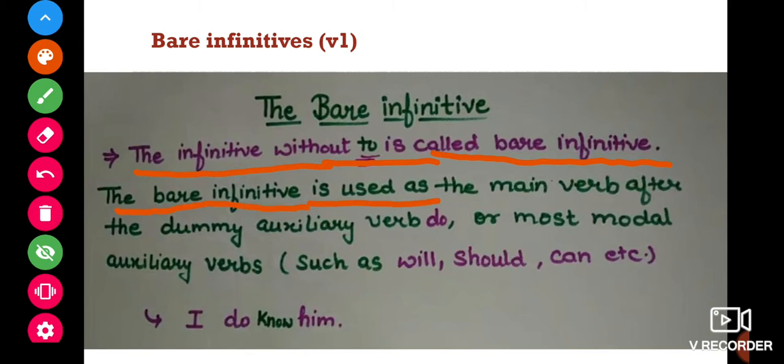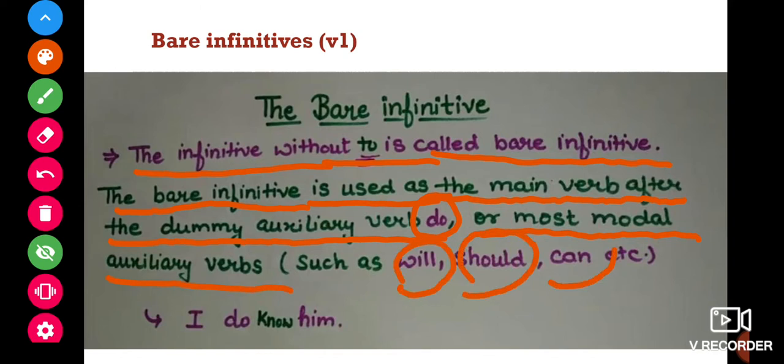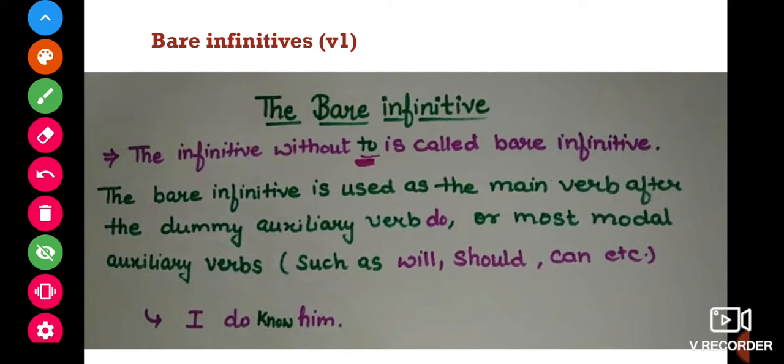The bare infinitive is used as the main verb after the dummy auxiliary verb do or most modal auxiliary verbs such as will, should, can, etc. So in the case of the bare infinitive, it acts as a main verb, but only after a dummy auxiliary verb. Again, it is not really acting as a main verb, but there is an auxiliary verb such as do or will or should or can or some other words.